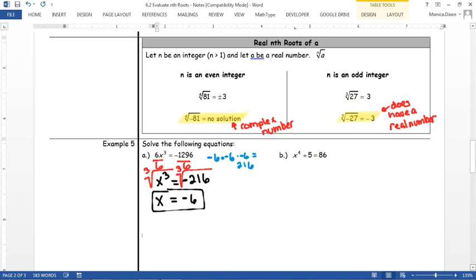Okay, for B, once again, we're going to isolate the x. So we're going to subtract 5 from both sides. So we're going to get x to the fourth equals 81. So now we're going to take the fourth root, because I have a fourth power. So I'm going to take the fourth root of both sides. So the fourth root of x to the fourth is x, and the fourth root of 81 is 4 numbers multiplied together that gives you 81, and that's going to be 3.